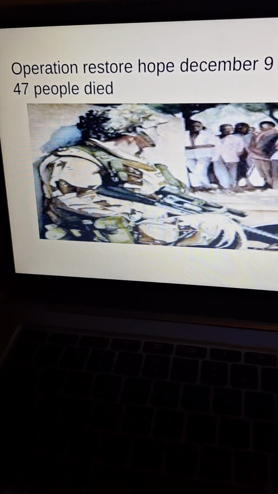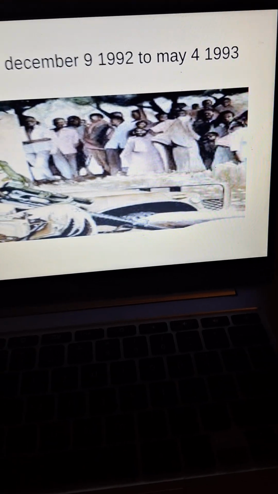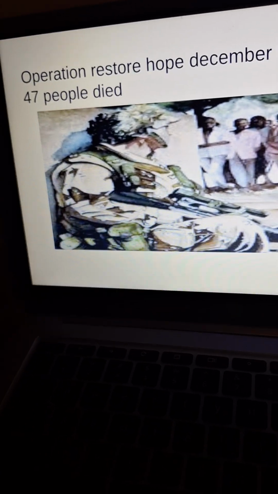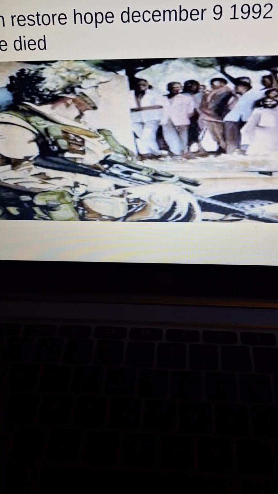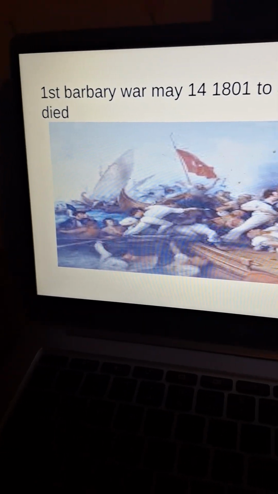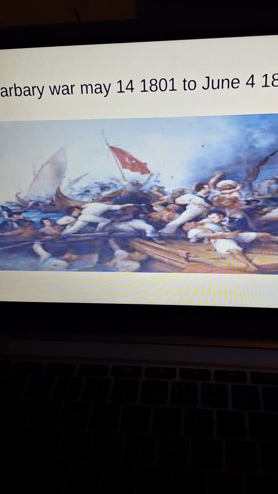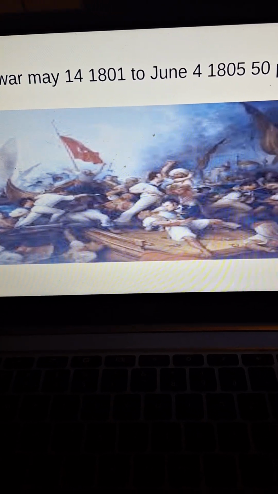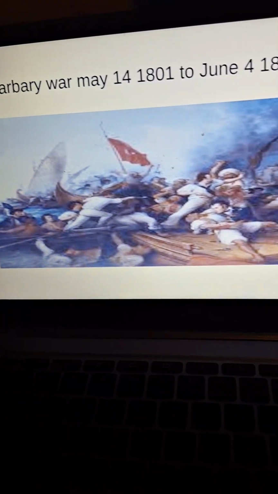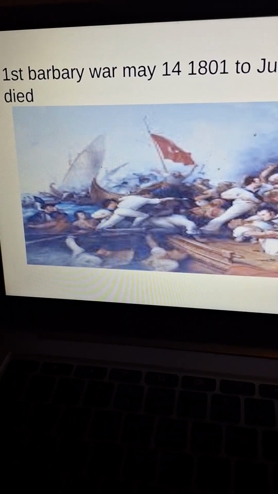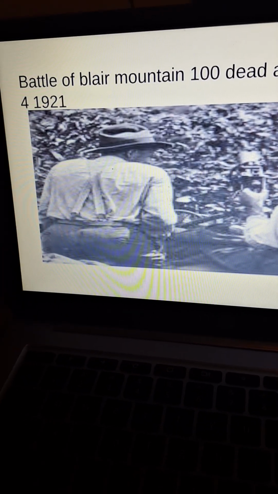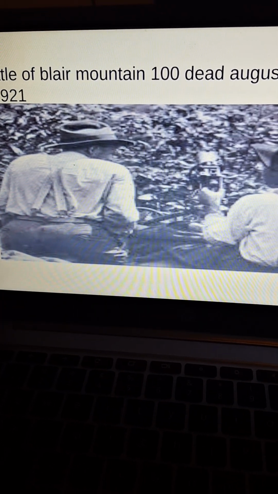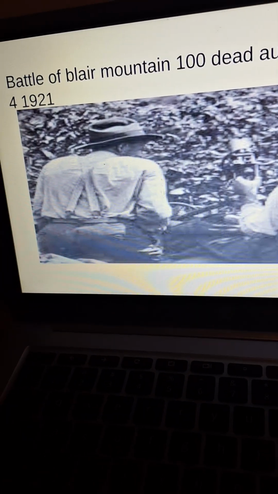Then Operation Restore Hope, December 9th, 1992 to May 4th, 1993. 47 Americans died. The First Barbary War, May 14th, 1801 to June 4th, 1805. 50 Americans dead. Yep, a lot of fighting. The Battle of Blair Mountain, 100 Americans died from August 31st to September 4th, 1921. Yep, a machine gun right there.